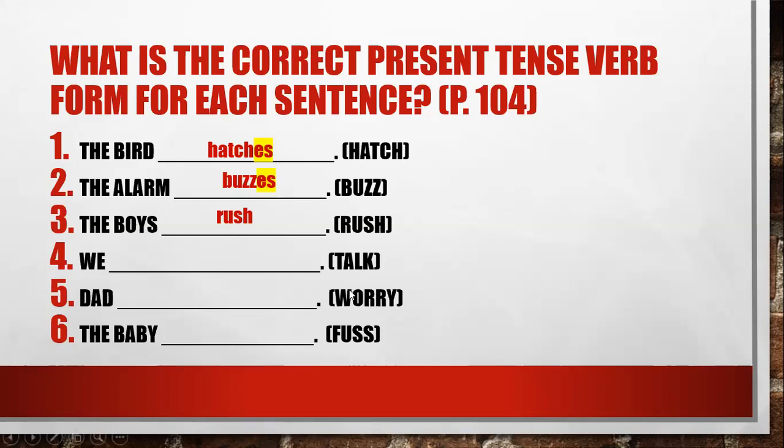Okay? Then we go to rule number 3, which states verbs ending with a consonant and Y: we change the Y to I and add ES. Talk does not end with Y, so rule number 3 would not apply, which means that rule number 1, most verbs add S, is the rule that we have to apply.